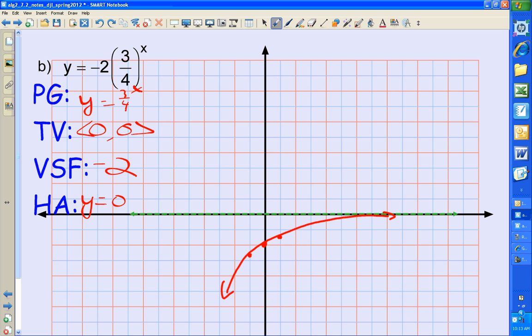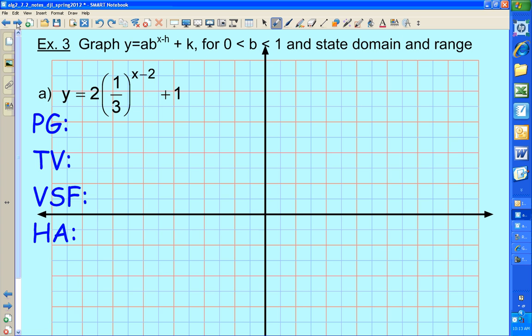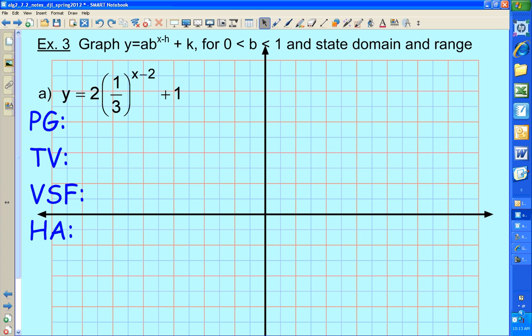Let's try one with the translation. See if you can fill in the list, and we'll graph this together. Again, if you don't make the list, you will lose a point for every single graph. This list is not negotiable for these. And I know some of you don't make the list typically. I know that some of you don't show any work on your graphs typically. It will be unacceptable for these graphs.